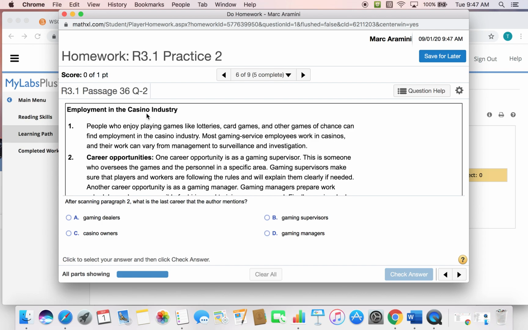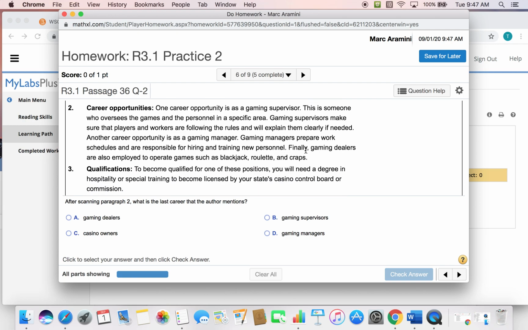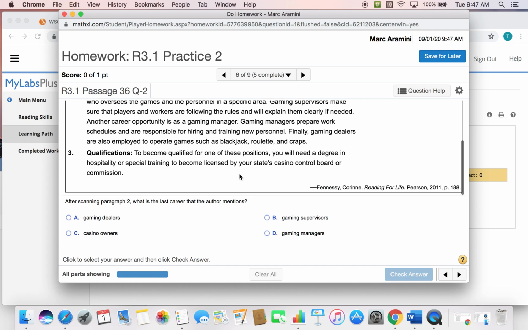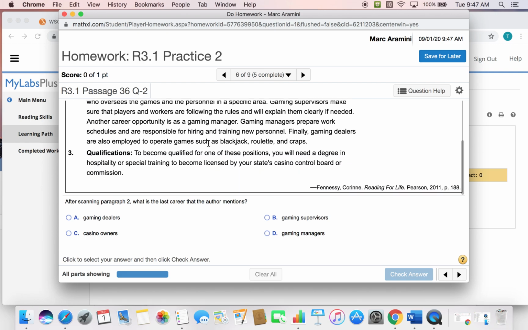All right, employment in the casino industry. I'm just going to skim through it once again. People who enjoy playing games like lotteries, card games, other games of chance can find employment in the casino industry. Okay, great. Most of them are in the casinos. What are the career opportunities? Gaming supervisors make sure that players and workers are following the rules. Gaming managers and gaming dealers. What qualifications? You'll need a degree in hospitality or special training. So we have three big sections here. You can find employment in the casino. These are the opportunities. These are the qualifications.